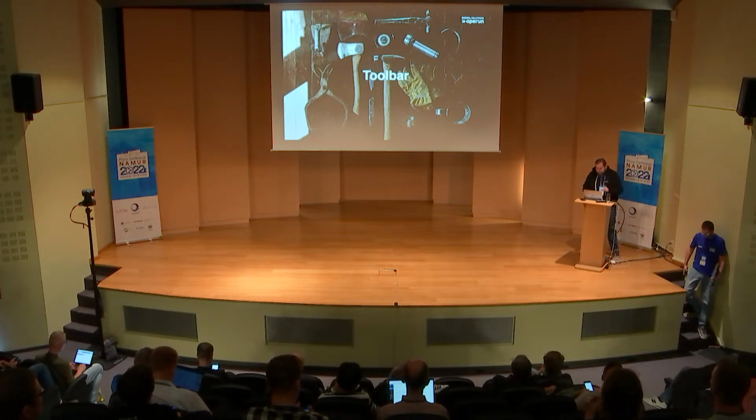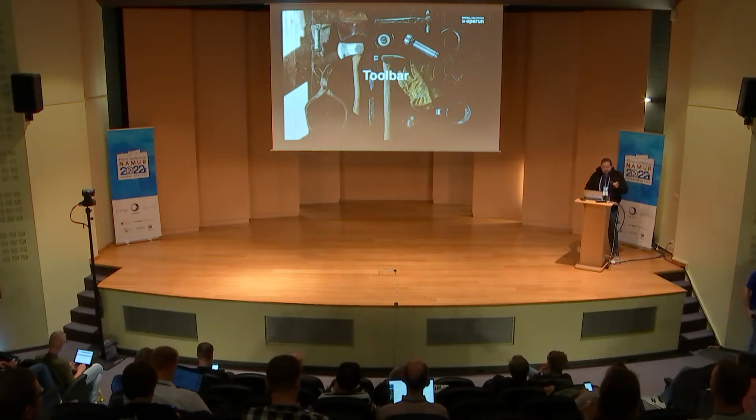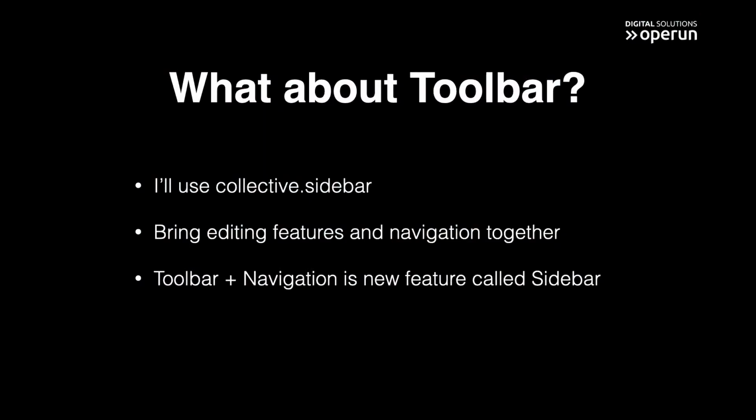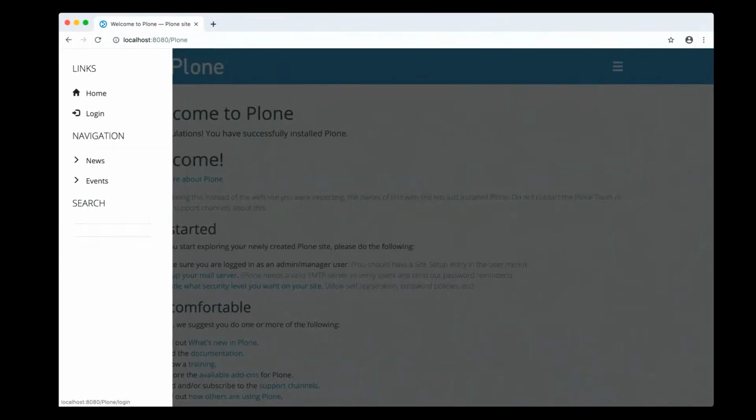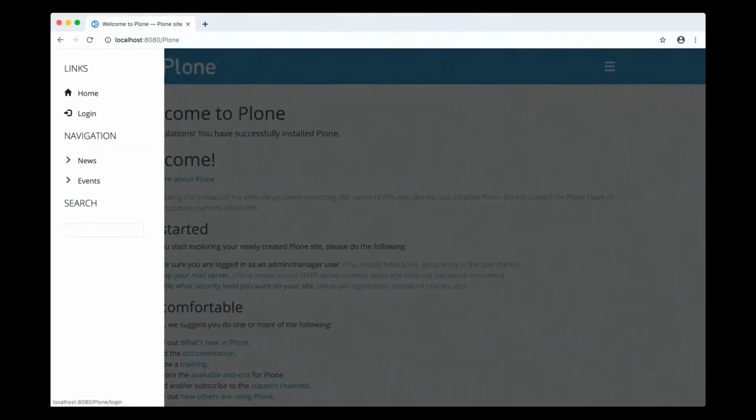Yeah, toolbar, don't like it. Use it in Classic if you like. You can import the stuff. I introduced collective.sidebar, which is a drop-in replacement for the toolbar. The code is also available. It looks like that. That's one of my favorite projects.